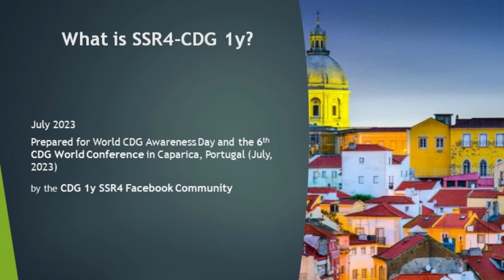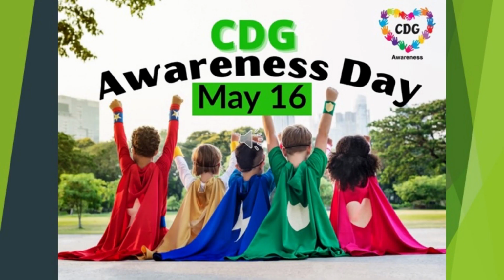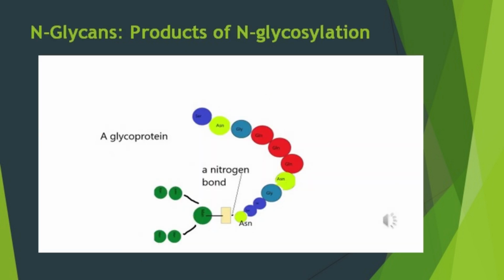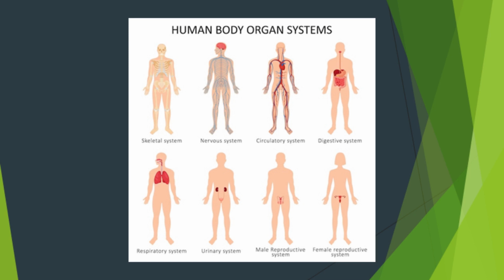For the worldwide campaign celebrated on May 16th, we are here to talk about one of the CDG subtypes, SSR4-CDG. CDG stands for Congenital Disorders of Glycosylation. Glycosylation is a process that our body performs by breaking down, transforming, and adding sugar blocks to proteins. All systems of our body are involved, such as the digestive, respiratory, muscular, cardiovascular, and urinary systems. All of our systems need the glycosylation process to function.